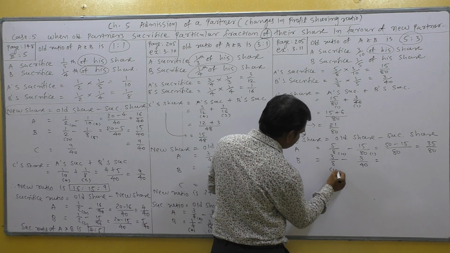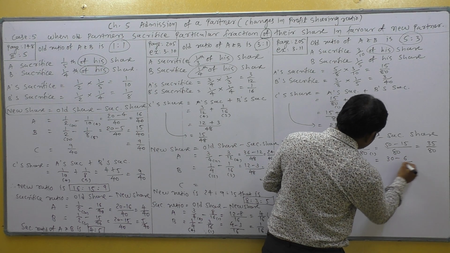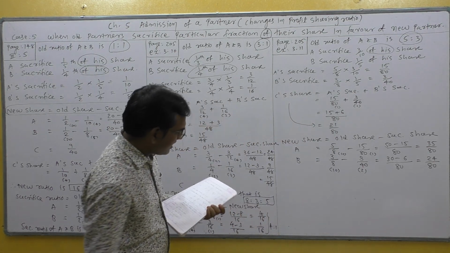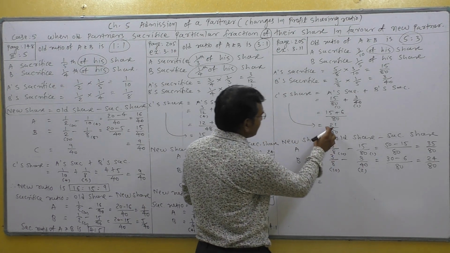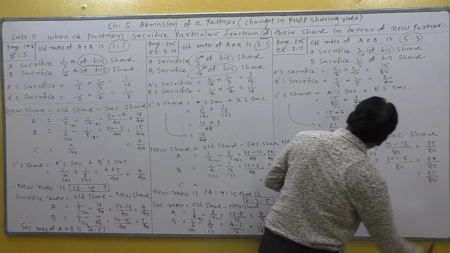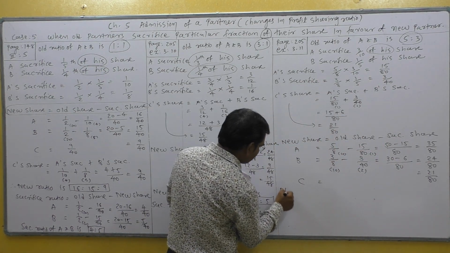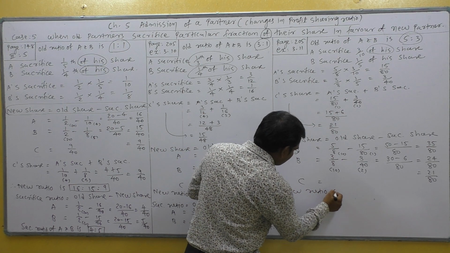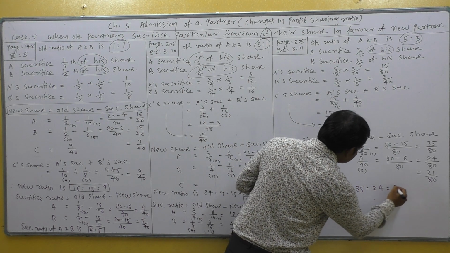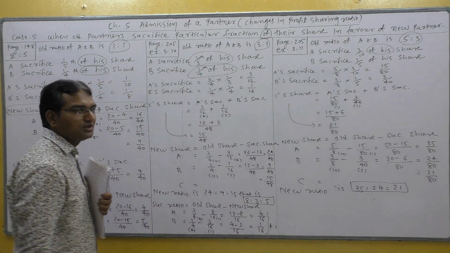Again LCM 80, so 10 and here 2. 30 minus 6 divided by 80, that is 24 by 80, right? And C's share is already available with denominator 80, so C share is 21 by 80, right? So what is the new profit sharing ratio? Denominators equal, so the new ratio is 35 is to 24 is to 21. This is the new profit sharing ratio.